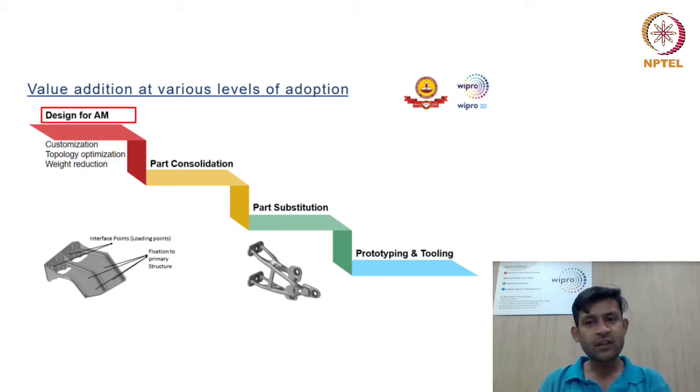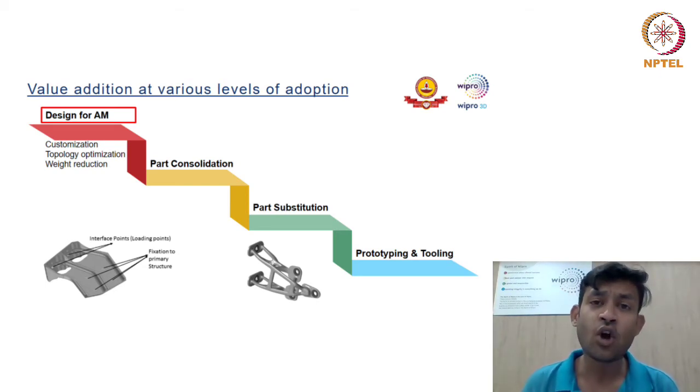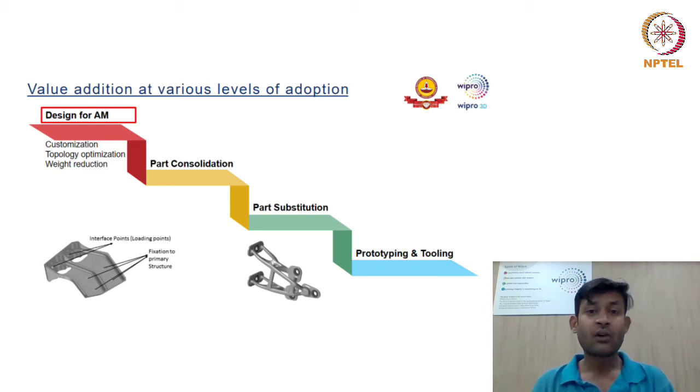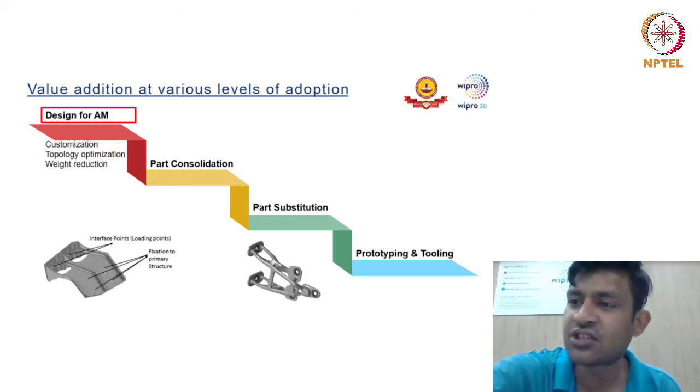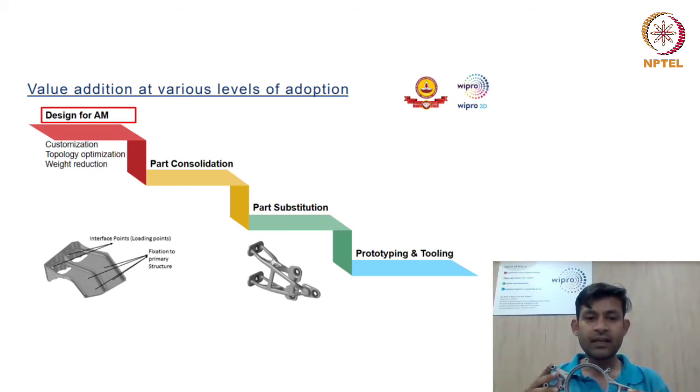So now we have sufficient knowledge of our process, which will help us in designing, or rather redesigning, the component for additive manufacturing, where we can bring in benefits such as customization. We can topology optimize the components. So when I say topology optimization, this is a typical component that you would see.